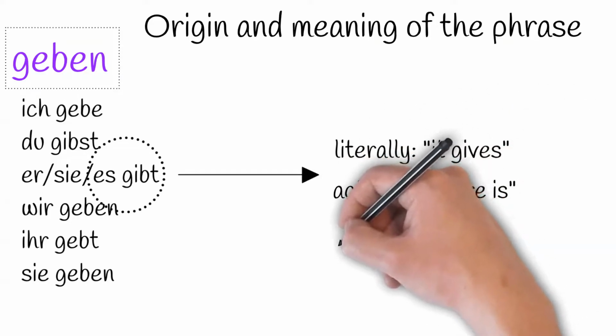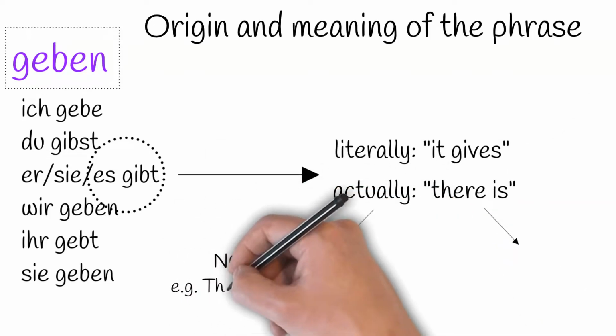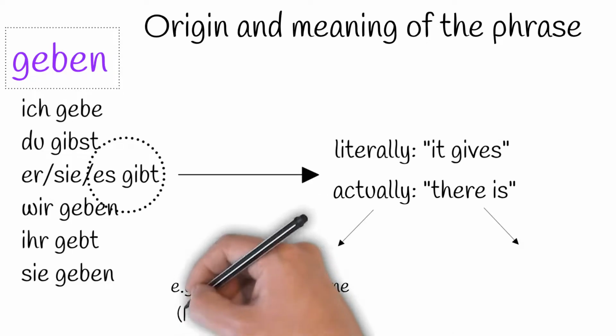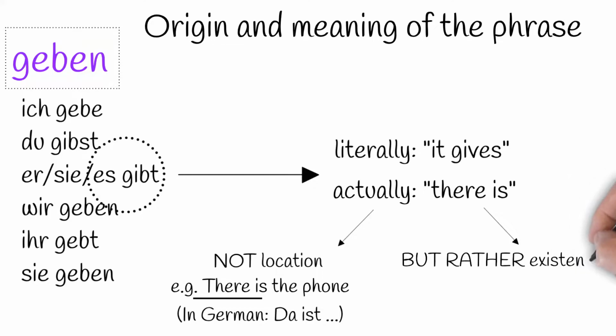Now there is can mean two things in English. We're not talking about location, like for example, there is the phone. If you want to say that in German, you would usually use something like da ist. But rather it's about the existence of something.